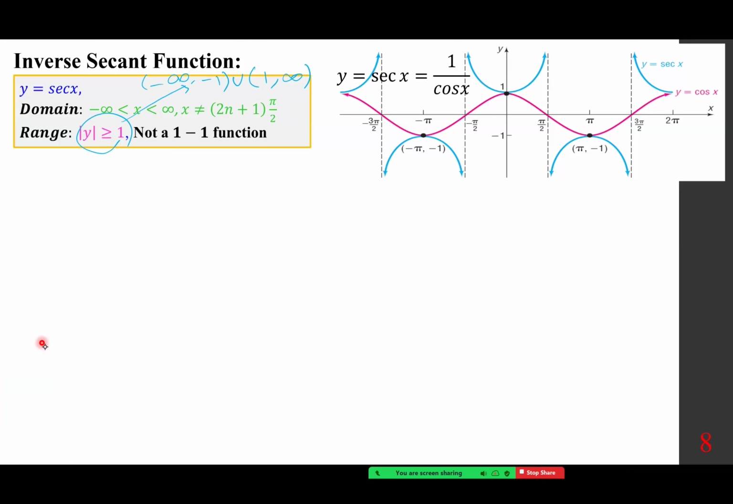Not a one-to-one function, doesn't have an inverse. So we do the restriction. Since secant is 1 over cosine, we do it just like cosine, from 0 to pi. So this was the cosine, everybody. This will be the secant we are going to use. So we're going to use this part and this part.